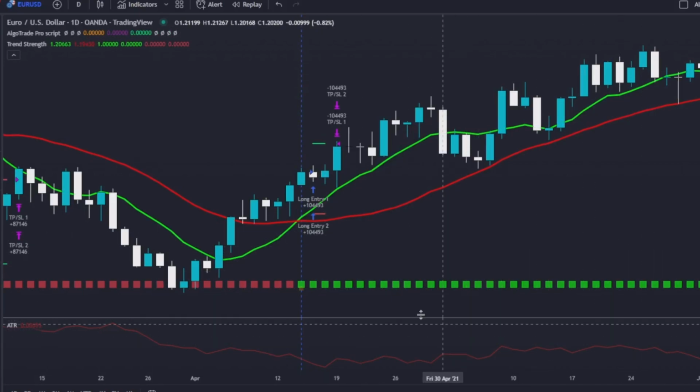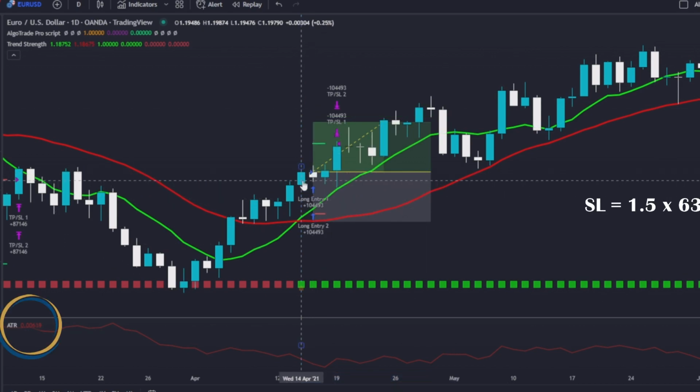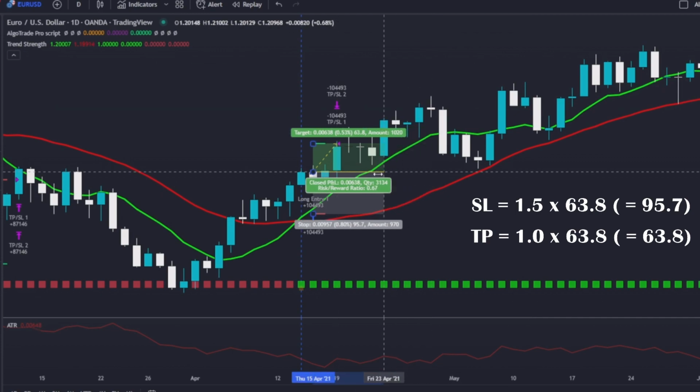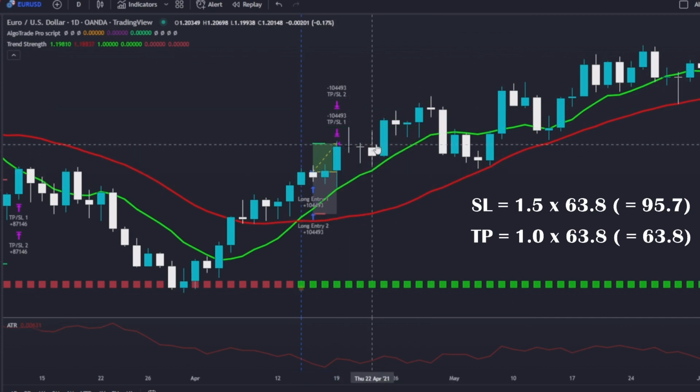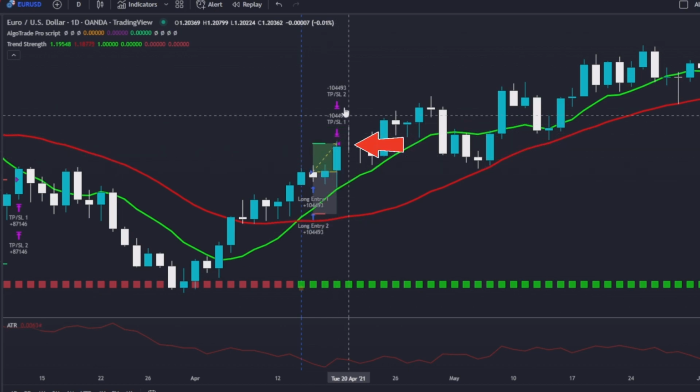Here we have an example of a long signal. The algo considered the entry point after the closure of the signal candle given by the indicator. The stop loss value is 1.5 times the ATR pip value, in this case 1.5 times 63.8, which is 95.7 pips, and for the take profit the value is 1 times the ATR pip value, so in this case it's simple, 63.8. This trade would be a profitable one. The take profit was hit here, and as you can see our algo did everything perfectly.